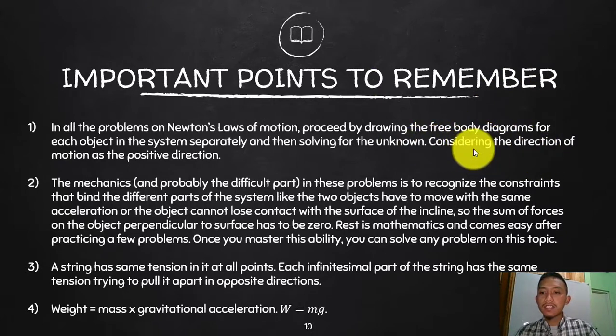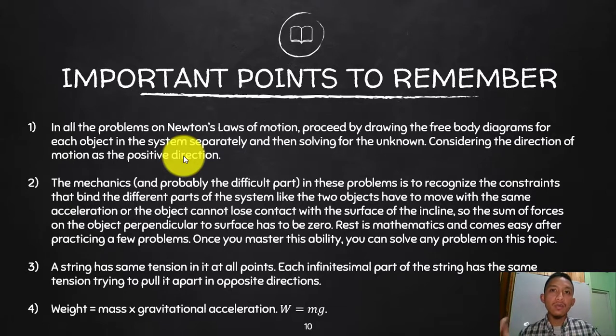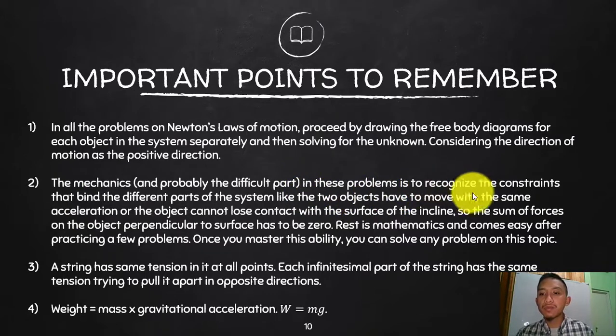And then again, this is important, consider the direction of motion as the positive direction. If you do not know yet the actual direction, always assume. Later on, you can check if your assumption is correct by looking at the sign of your answer. If that is negative, that means your assumption is just different, but the value is still the same. And then, of course, second is the mechanics of the problem, which is to recognize the constraints that bind the different parts of the system, like the two objects have to move with the same acceleration and an object cannot lose contact with the surface.